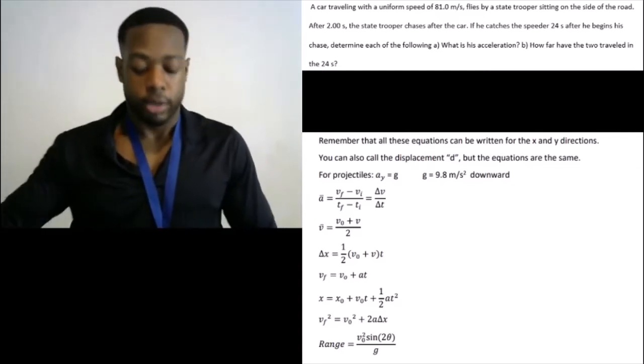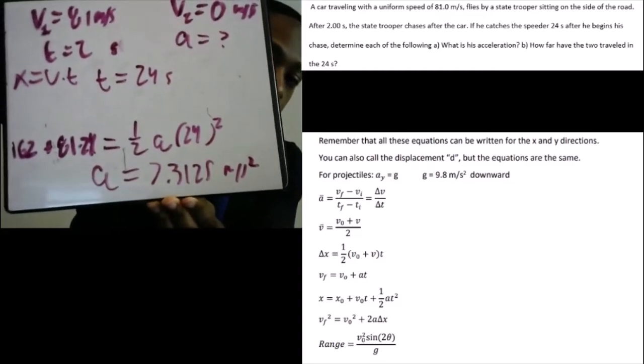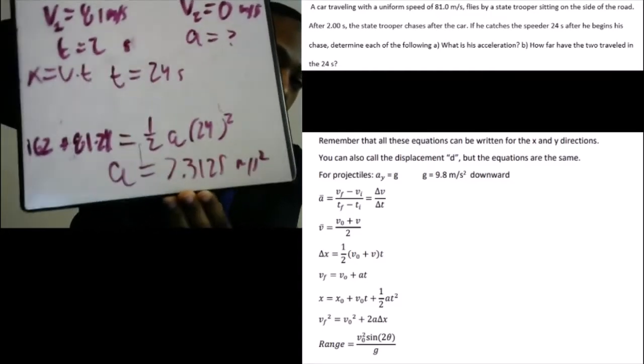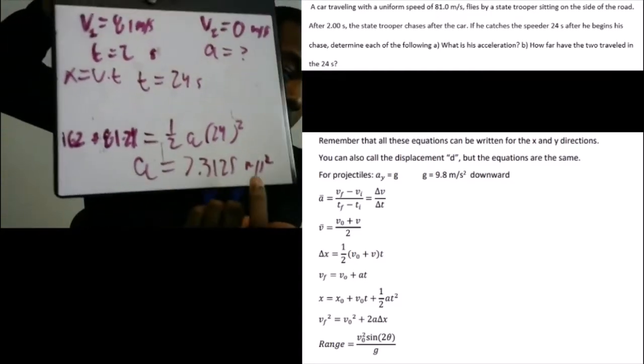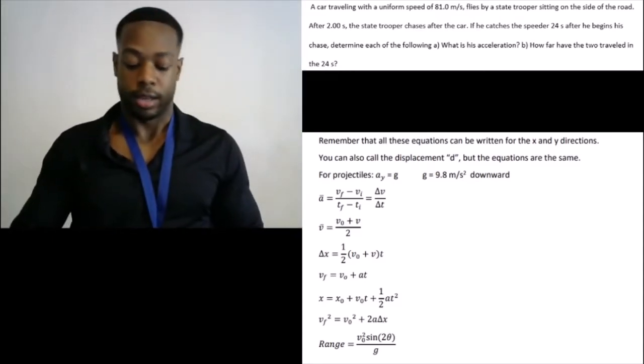So for my acceleration, I'm getting 7.3125 meters per second squared. Make sure you know your units. Acceleration is going to be meters per second squared. And that is part A.